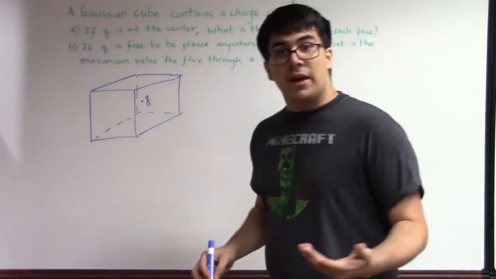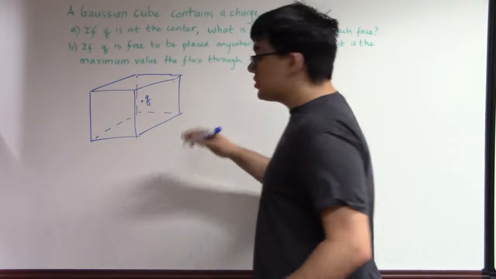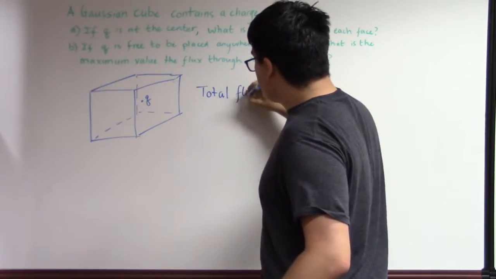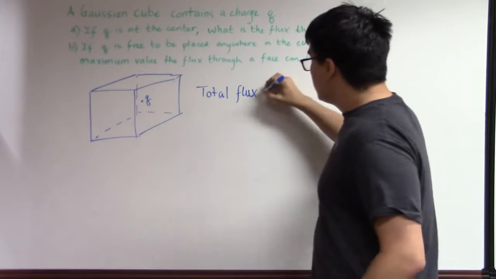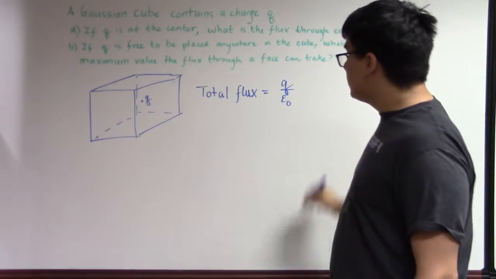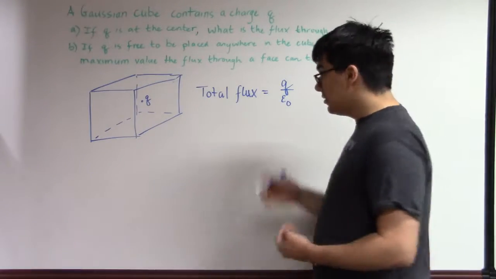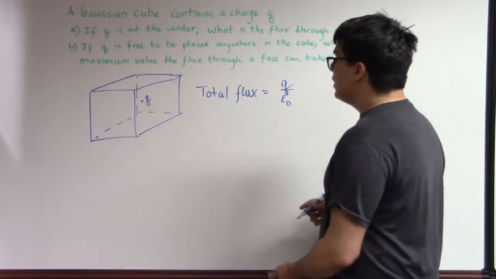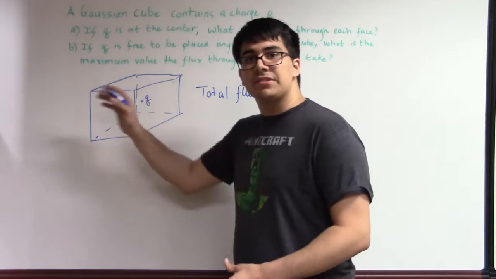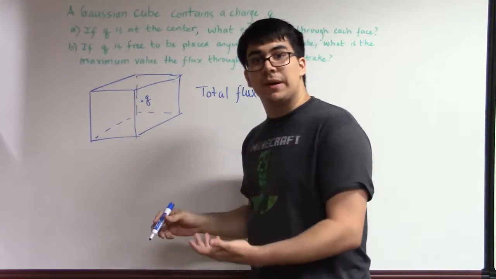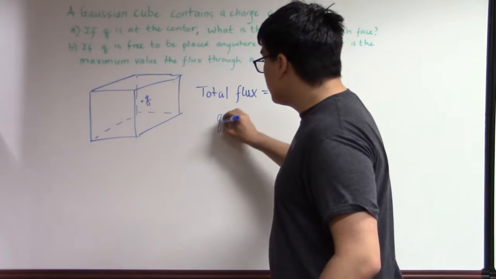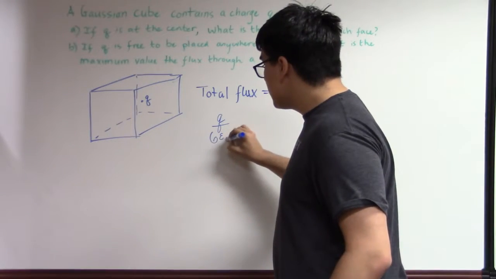Well, Gauss's law states that the total flux through any surface is equal to the charge over epsilon naught. Total charge enclosed over epsilon naught. The total charge enclosed is q. And since it's directly at the center, it's going to be symmetric at every single face on this cube. Since a cube has 6 faces, the flux through any given face is going to be q over 6 epsilon naught.